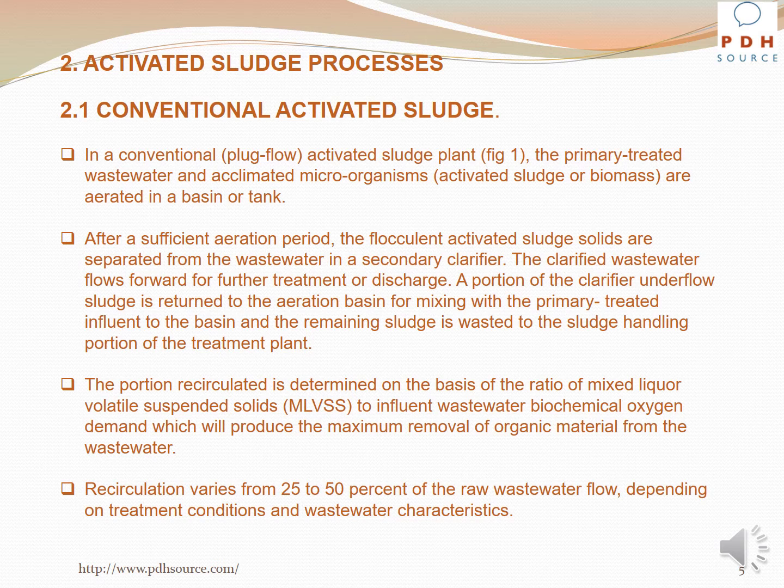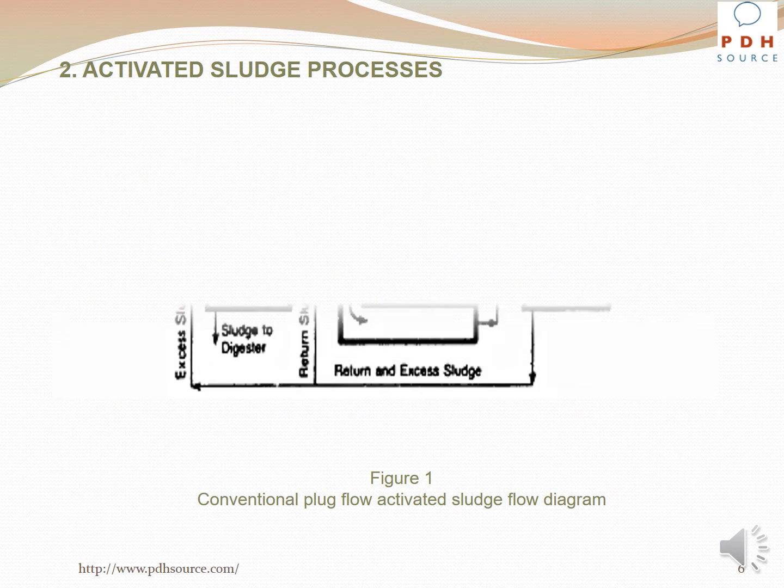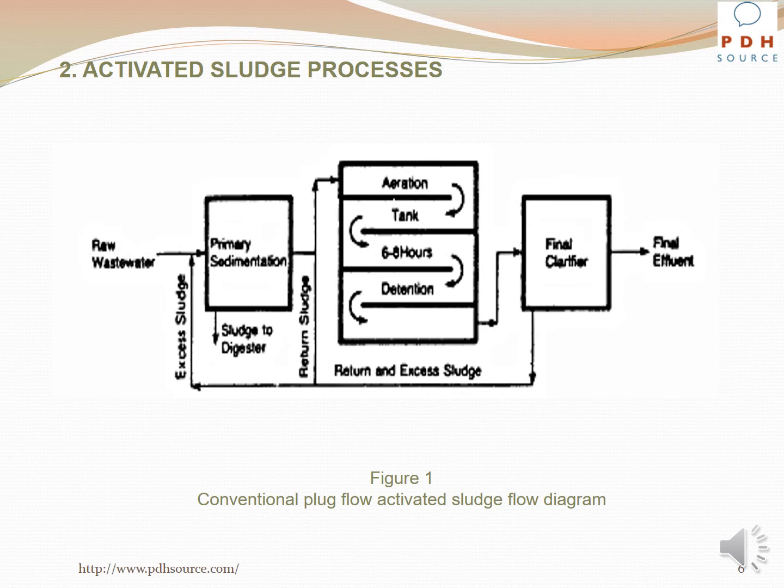A portion of the clarifier underflow sludge is returned to the aeration basin for mixing with the primary treated influent to the basin, and the remaining sludge is wasted to the sludge handling portion of the treatment plant. The portion recirculated is determined on the basis of the ratio of mixed liquor volatile suspended solids, abbreviated MLVSS, to influent wastewater biochemical oxygen demand, which will produce the maximum removal of organic material from the wastewater. Recirculation varies from 25 to 50% of the raw wastewater flow depending on treatment conditions and wastewater characteristics. Figure 1 indicates the conventional plug flow activated sludge flow process.